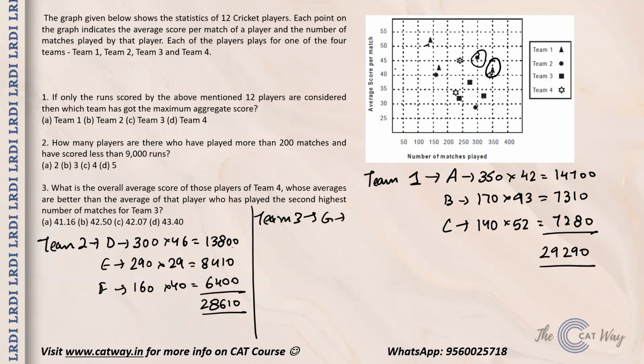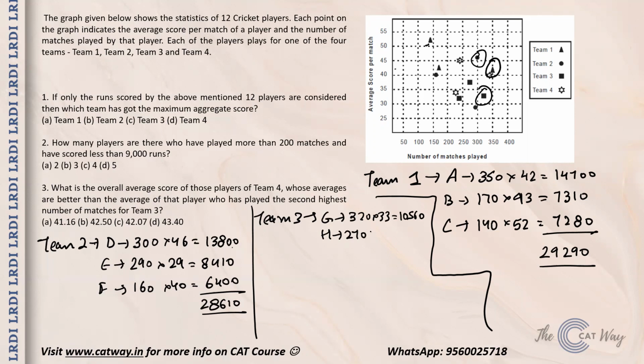And the player who has played the maximum matches is this guy, and he has played 320 matches with an average of 30. So he has scored 10,560 runs. Okay, let's do some bifurcation over here. 10,560 runs. Okay, then we have H, the next highest player in terms of matches.